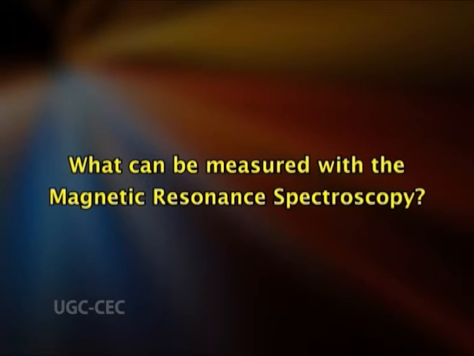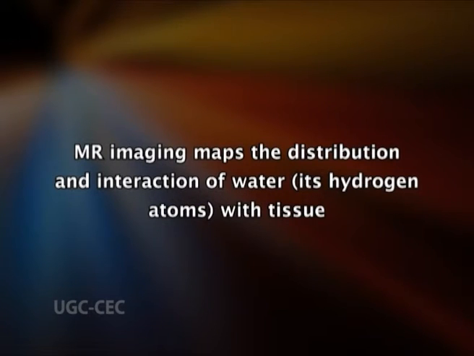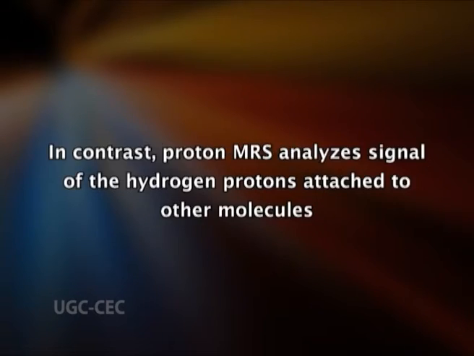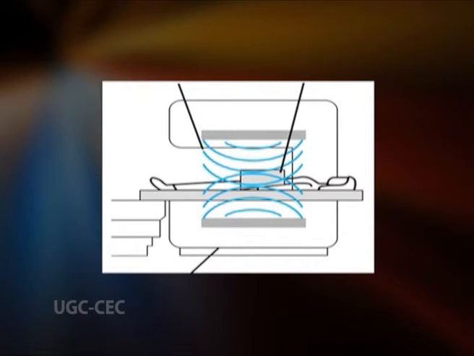Dear students, now let's see what can be measured with magnetic resonance spectroscopy. MR imaging maps the distribution and interaction of water, that is, its hydrogen atoms, with tissue. In contrast, proton MRS analyzes the signal of hydrogen protons attached to other molecules, whereas for MRI only a single peak is being mapped. The output of MRS is a collection of peaks at different radio frequencies, representing proton nuclei in different chemical environments.